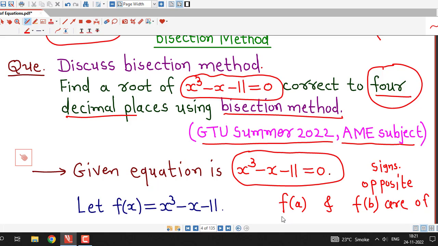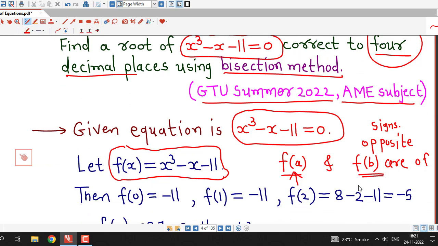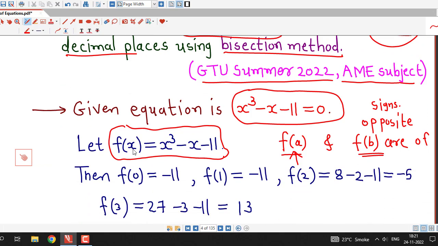So the bisection method in fact searches for the interval in which our exact root lies. So for that we have to just start with two real numbers A and B such that f(A) and f(B) have opposite signs. So by trial and error I have obtained 2 points. First I have taken x equal to 0, and if I put x equal to 0 here I get minus 11, that is negative. Then I tried for x equal to 1 and I obtained f(1) is also minus 11, which is negative.